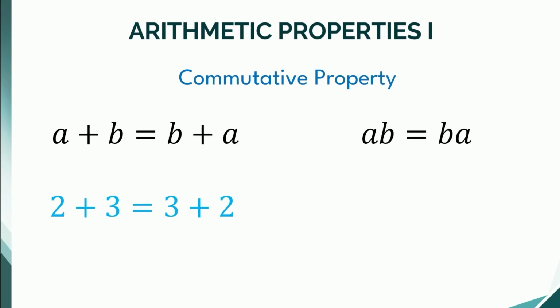The same is true of multiplication. If you are multiplying A times B, that's the same thing as multiplying B times A. Do you remember in the previous video, we talked about if you put two variables right next to each other like that, that means they're being multiplied together. So here's an example: 2 times 3 equals 3 times 2. We know that these both equal 6.